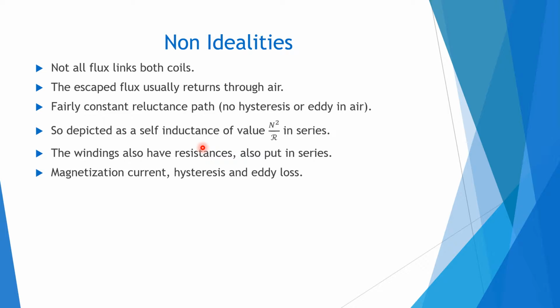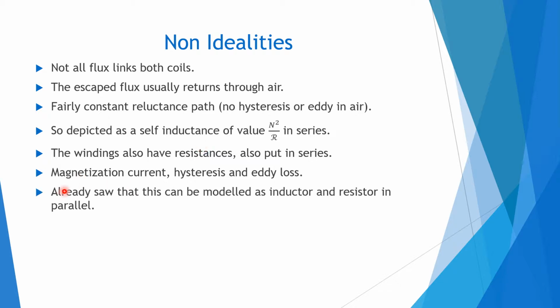Since it has an MMF drop, that means that there is some current going into setting up that magnetization. There is some power going into it. There is some hysteresis happening. There is some eddy loss happening. And we saw that this part can be modeled as an inductor and resistor in parallel. So now here comes the important point. We know that if we pass the magnetization current through a branch which has an inductor and a resistor in parallel, we know that we have modeled it correctly.